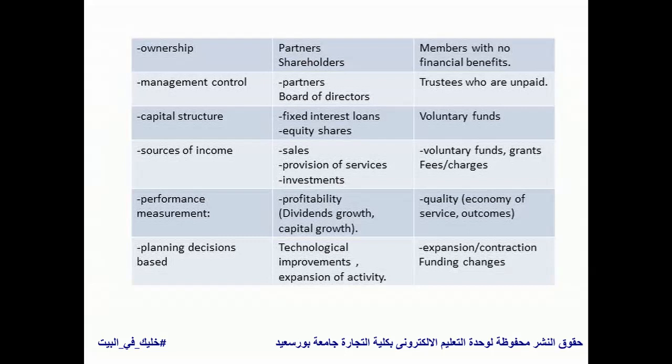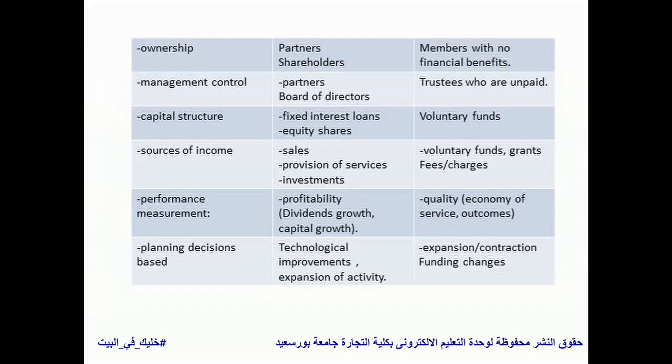Number 4, the capital structure. The capital structure in the case of commercial organizations can be through fixed interest loans. They can get loans with fixed interest and equity shares. While the capital structure in the case of NPO or non-for-profit organizations is through voluntary funds or donations.